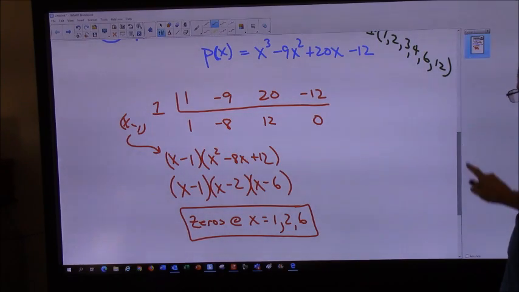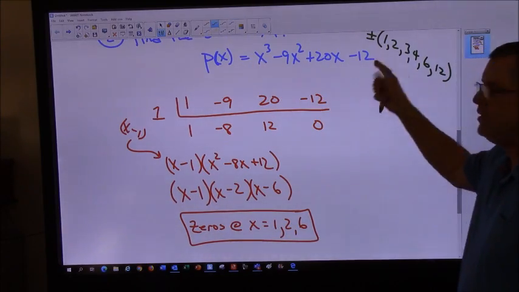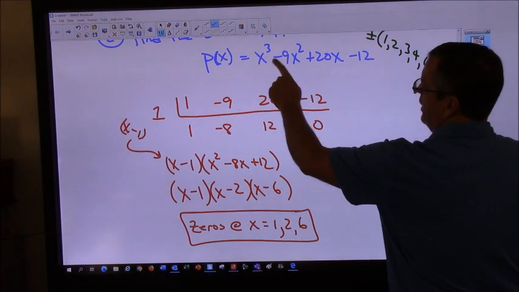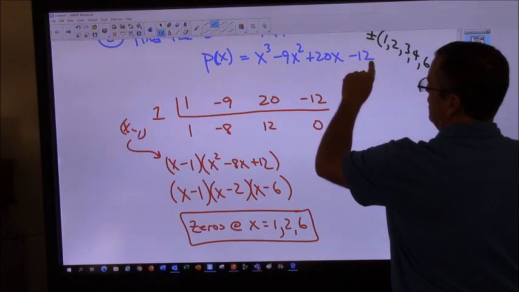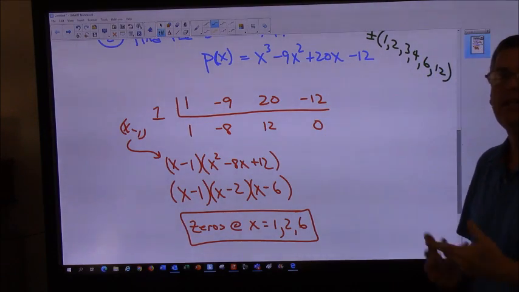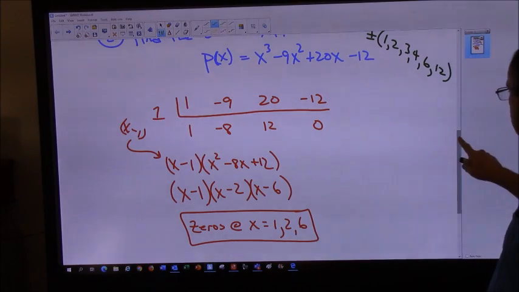Okay. If I would have tried to factor this by grouping, it wouldn't work. Because once I factor an x squared out of here, I'm left with x minus 9. I can't get this to be an x minus 9 by factoring something out. So I need synthetic division. I need this method to help me factor those expressions.